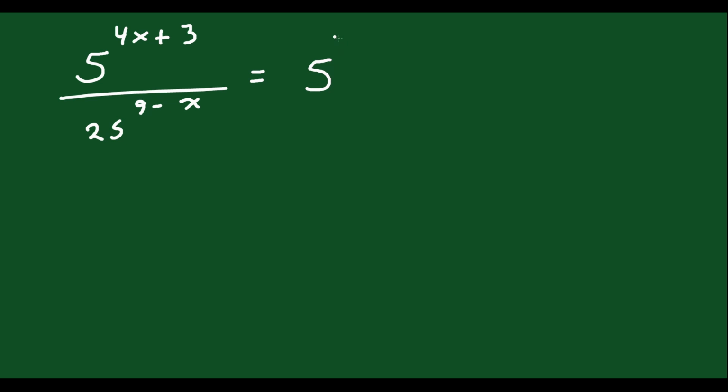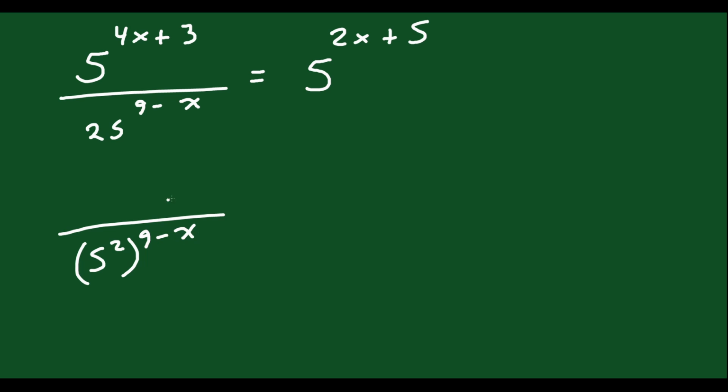One last question. We'll do 5 to the exponent 4x plus 3 divided by 25 to the exponent 9 minus x, and that's equal to 5 to the exponent 2x plus 5. Okay? So my base on the right-hand side is 5. My base on the left, well, on the top it's 5 and on the bottom is 25. But if you recall, 25 is just 5 squared. So I could change that right away, right? I could say this is 5 squared to the exponent 9 minus x, and on the top 5 to the 4x plus 3, and that's equal to 5 to the 2x plus 5.